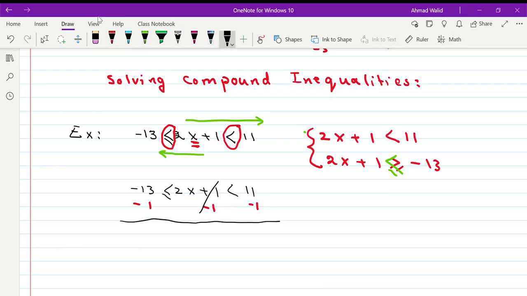These two cancel out. 2x less than 11 minus 1 gives you 10. Greater than or equal to negative 13 minus 1 gives you negative 14. Now, next step, I will divide the middle by 2, the right side by 2, and the left side by 2.